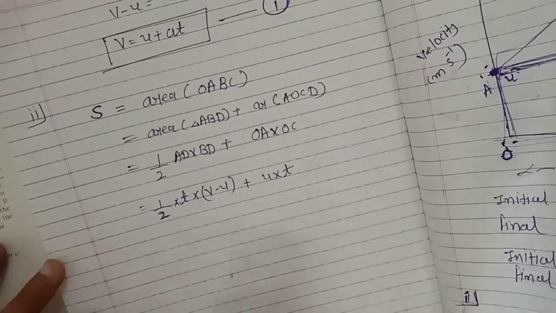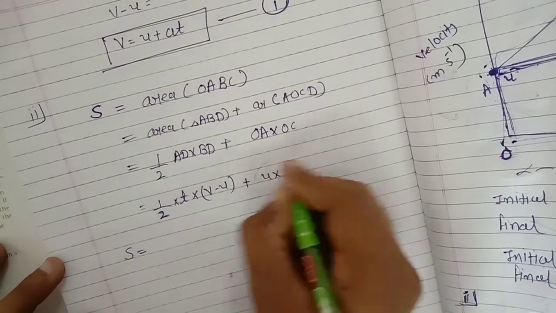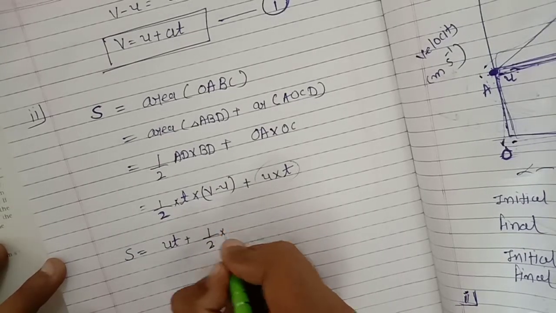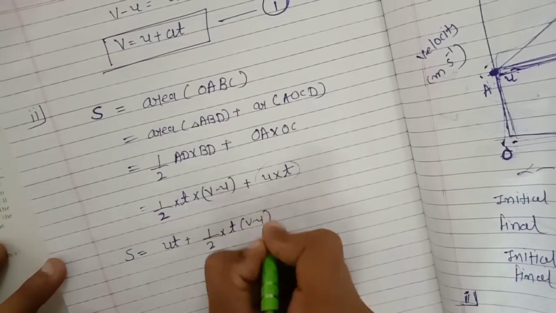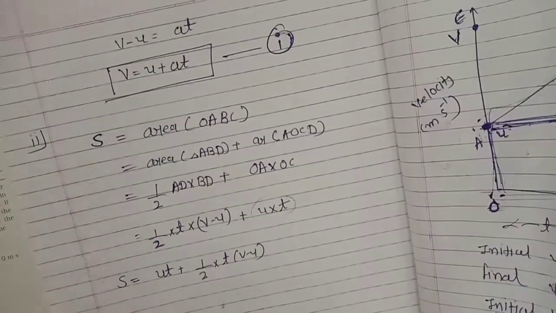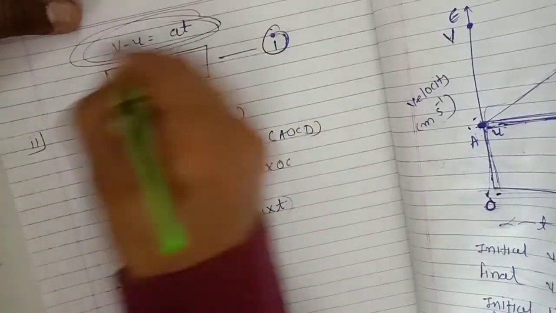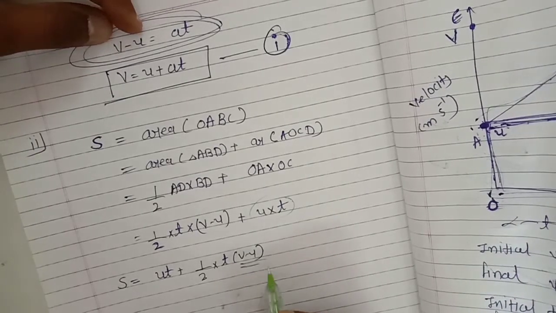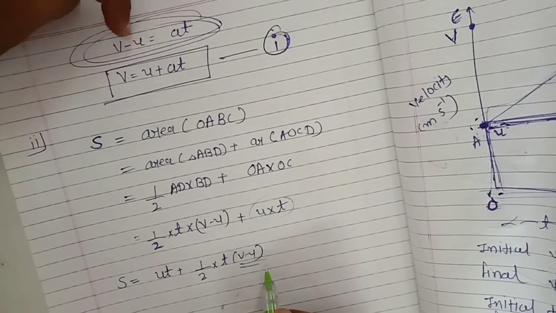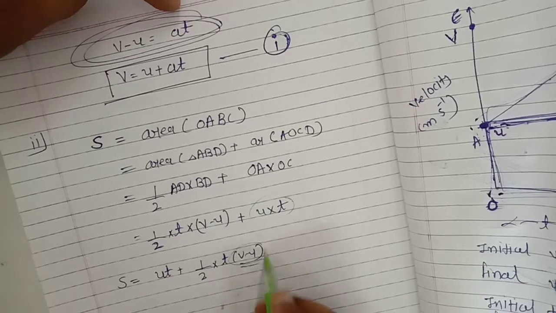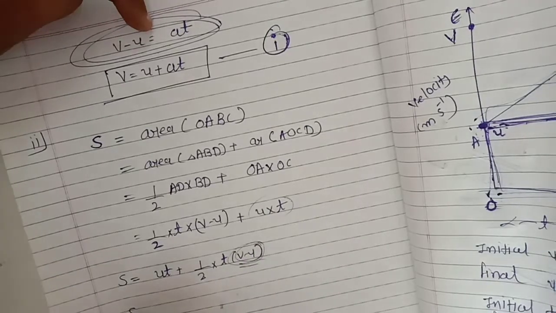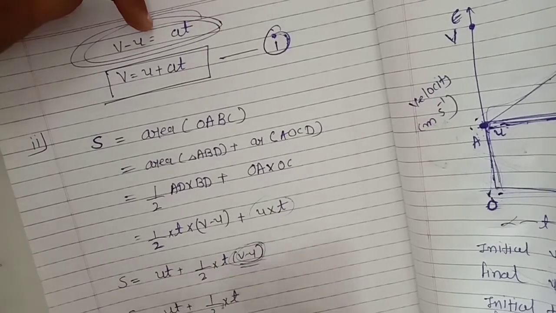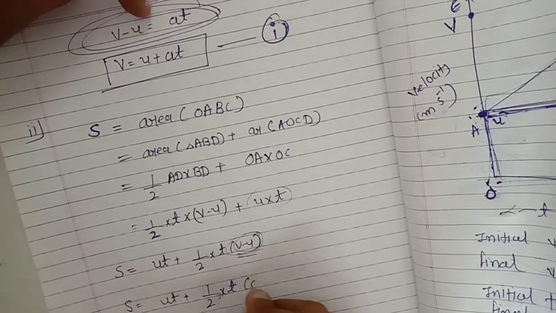Now solve it. S equals, I write first here, ut plus 1/2 t into V minus u. Refer to the first equation: V minus u equals at. From this one I can write V minus u equals at. So write it down: 1/2 t into V minus u equals at.